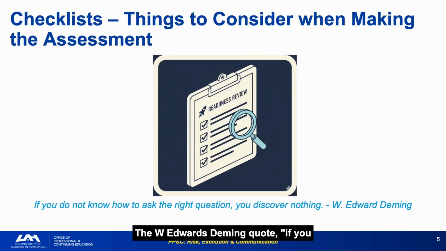The W. Edwards Deming quote, "If you do not know how to ask the right question, you discover nothing," frames the entire purpose of the checklist module. The quality of the question determines the quality of the analysis. The Johns Hopkins ICU checklist story in the speaker notes is directly applicable. A simple, structured protocol applied consistently virtually eliminated a category of preventable deaths. The same principle applies to preventable cost and schedule overruns.